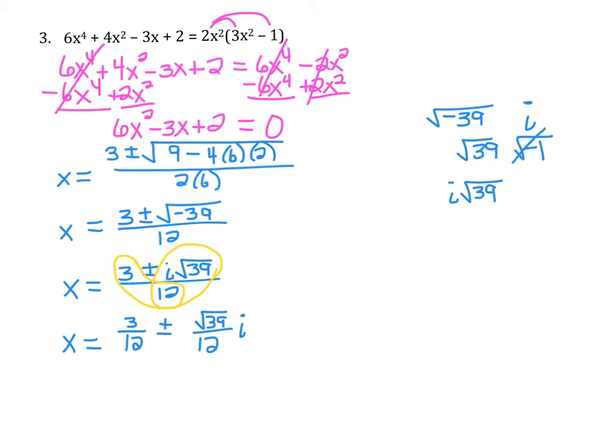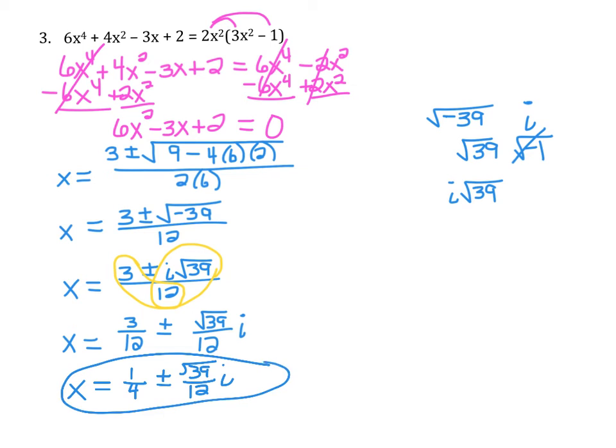Now, if you notice, we're not done, because doesn't this right here simplify? 3/12 simplifies to 1/4. So my final answer, I'm going to have x equals 1/4 plus and minus radical 39 over 12 i. Okay, and that's it. If you prefer to have the i where it was in front of this radical instead, you can do that as well.